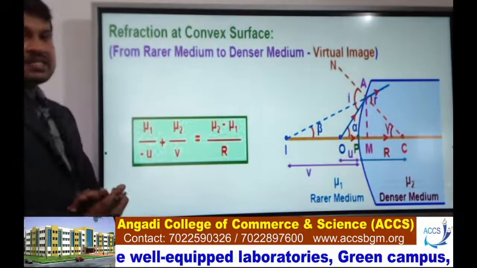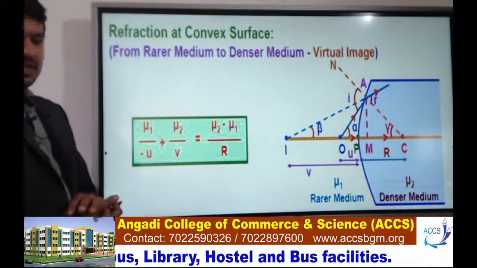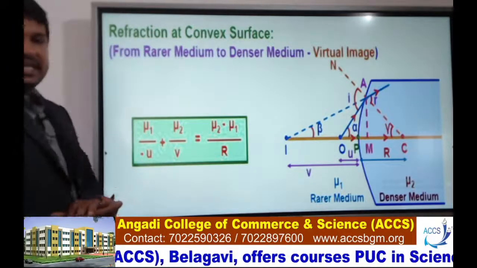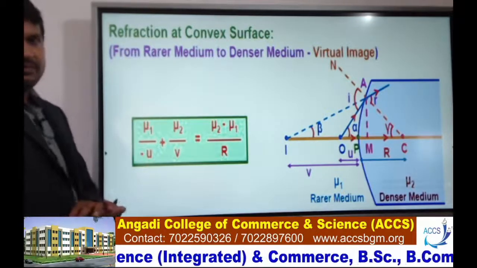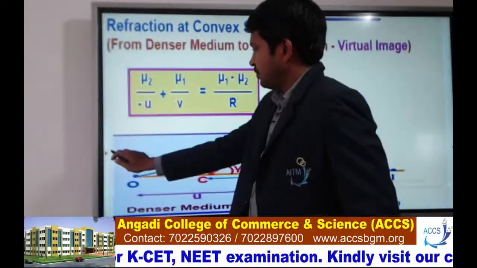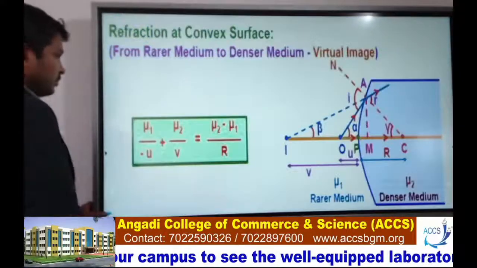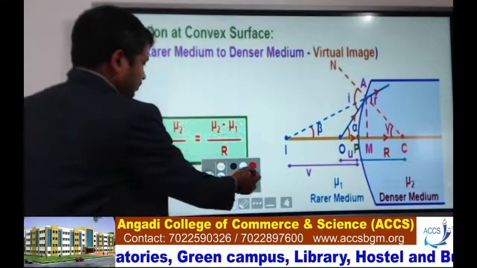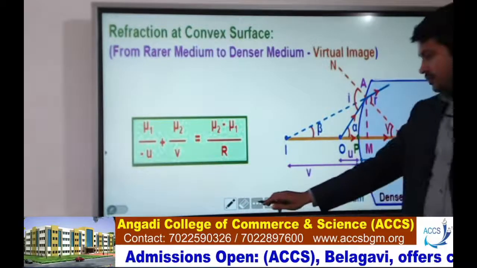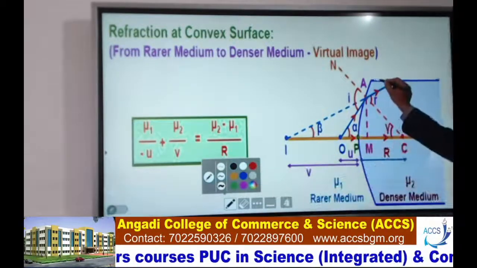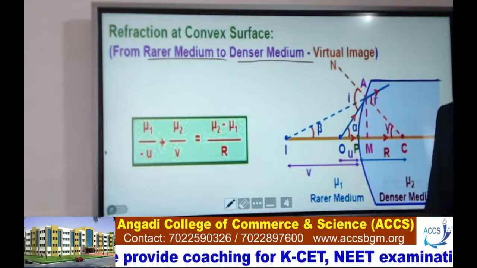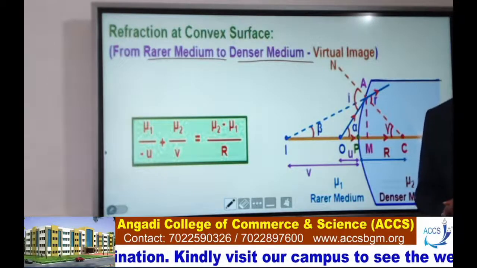Refraction on the convex surfaces. Here we consider a convex surface, with light incident from a rarer medium to a denser medium. Students, here we will consider light incident from a rarer medium to a denser medium. What type of surface do we consider? We consider a convex surface.